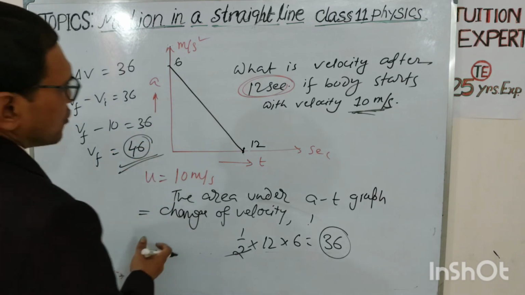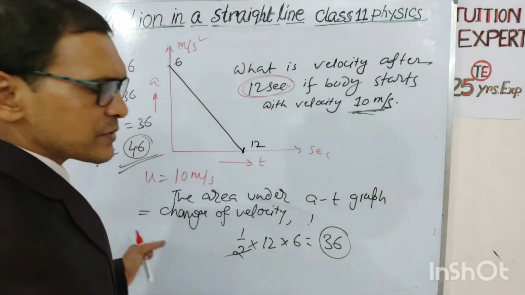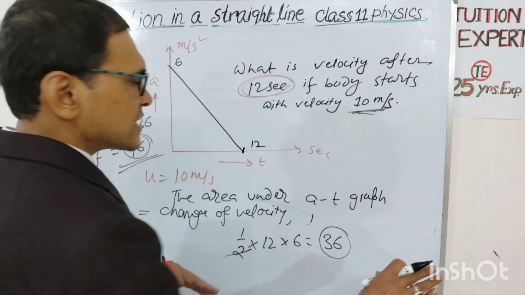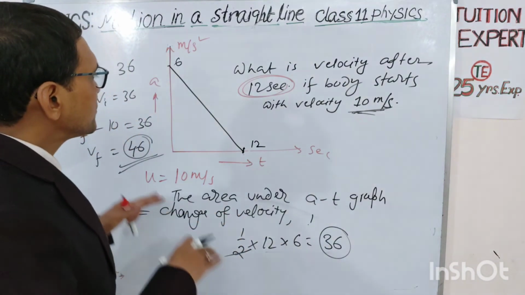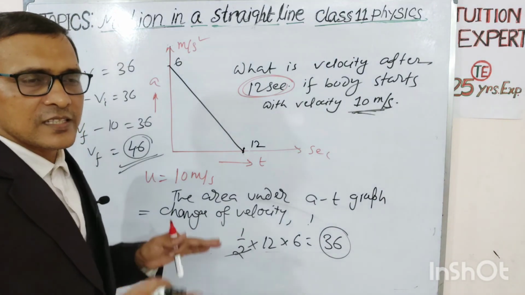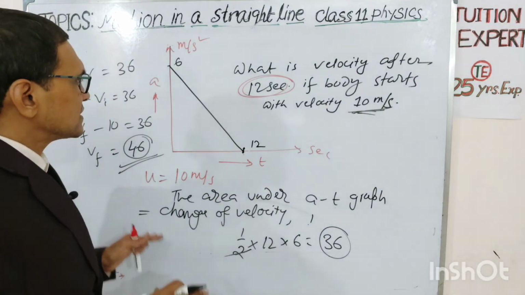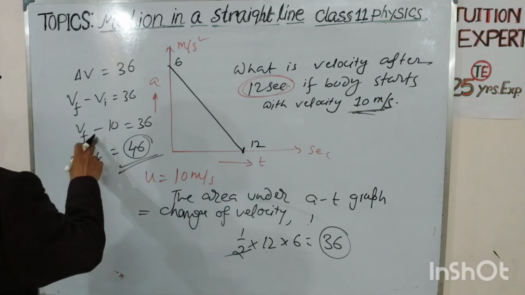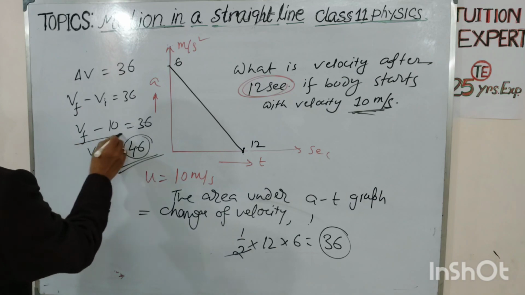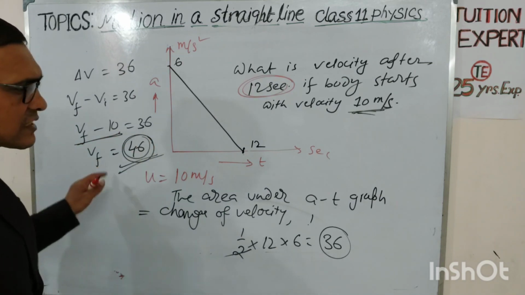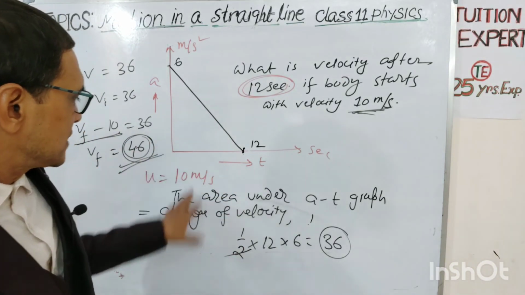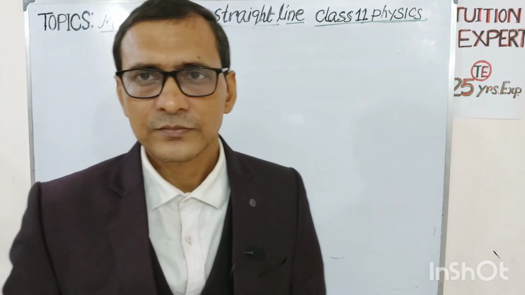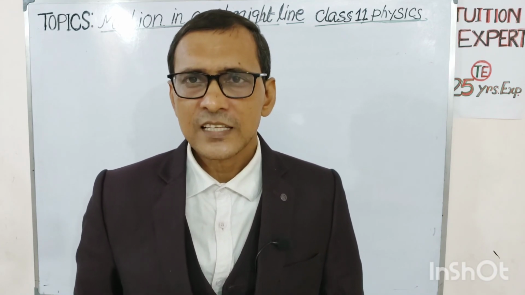If no other information is given, then you have to assume that the direction remains the same, that is, unidirectional motion. For unidirectional motion, change of velocity is final minus initial. So that is the answer. The theory used here is that the area under the a-t graph equals the change of velocity. The transformation of graphs will be discussed in another video.